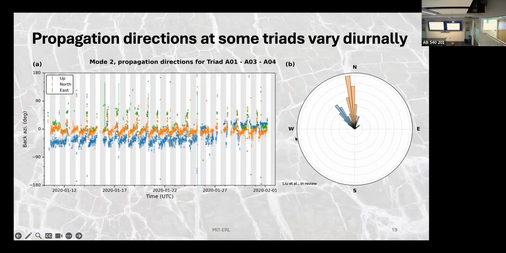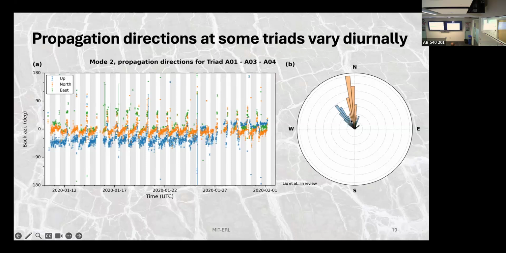Okay, so then I will show the other most enigmatic feature of our observation. That is, the propagation directions in some of the station triads appear to show a diurnal variation as well. Here again, the x-axis is time and the y-axis is the propagation direction measured in degrees. The three colors show the propagation directions estimated for the three components. And you clearly see a very salient diurnal variation, which is obviously not due to statistical scattering.